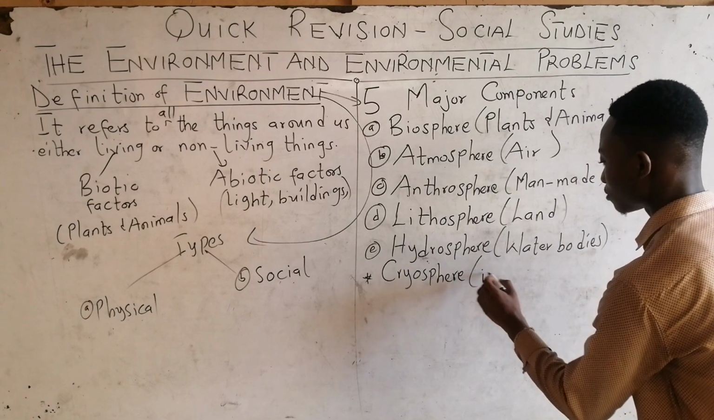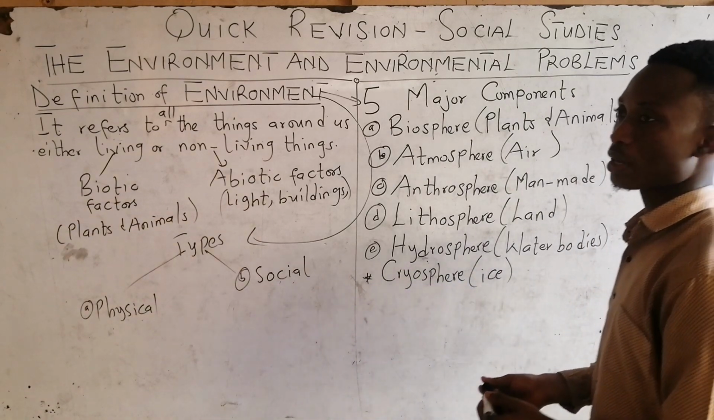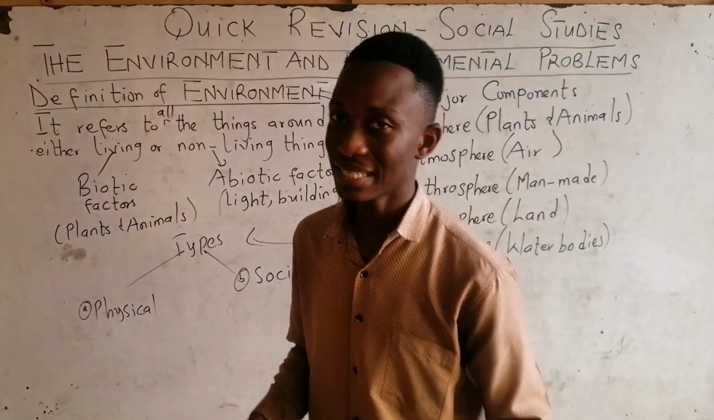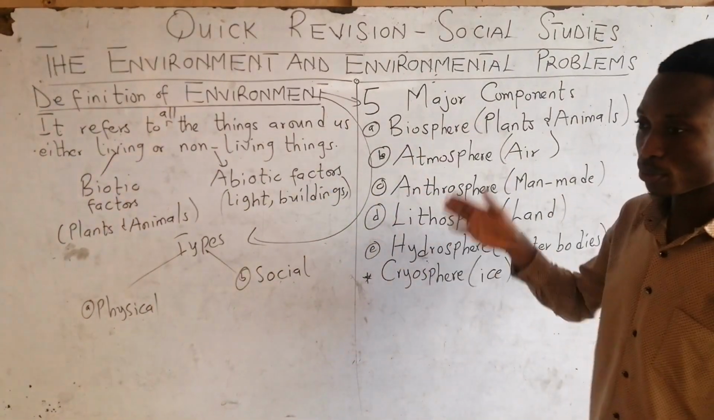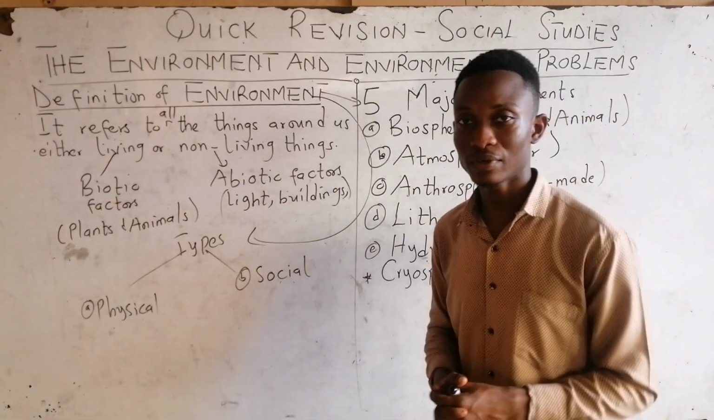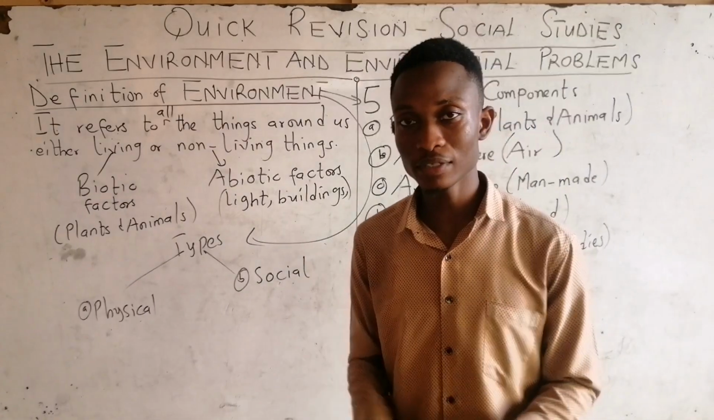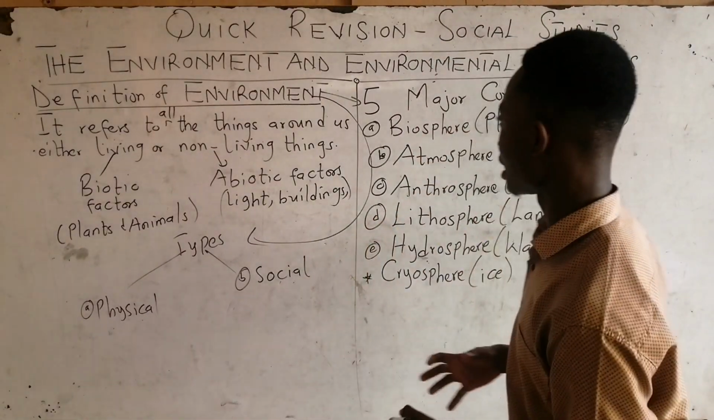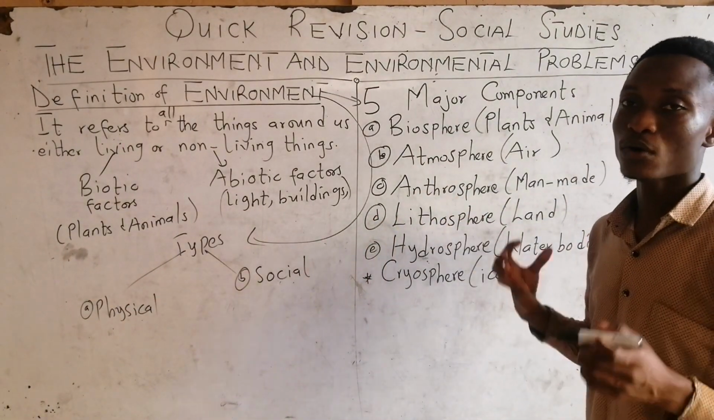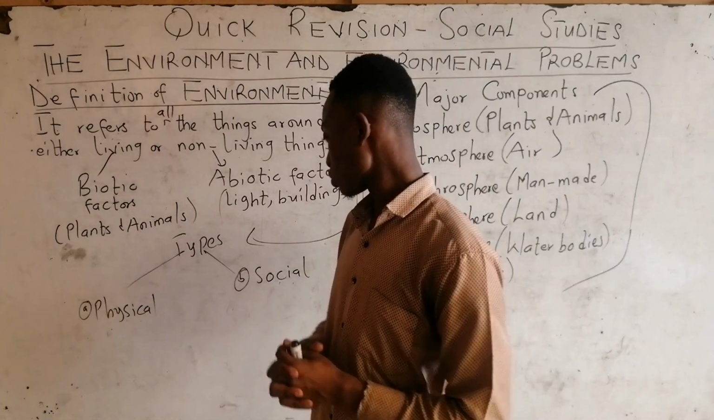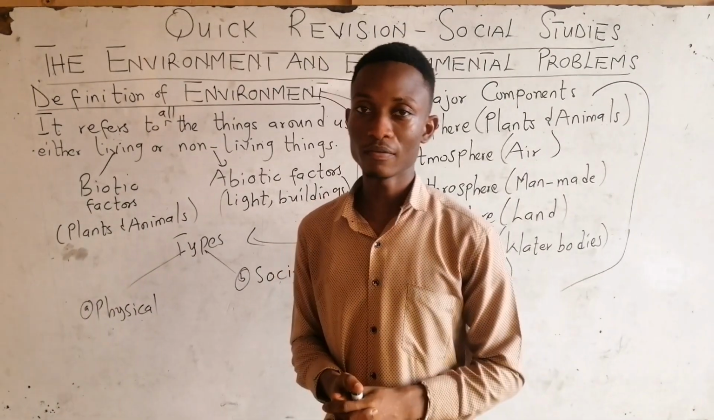Cryosphere. Ice. We know some parts of the earth are believed to be icy. These are the five major components of the environment. Without them, we can't have the environment. So we can also say they are the framework of the environment. We can move on to the physical and the social environment.